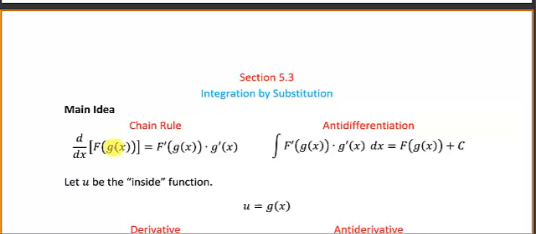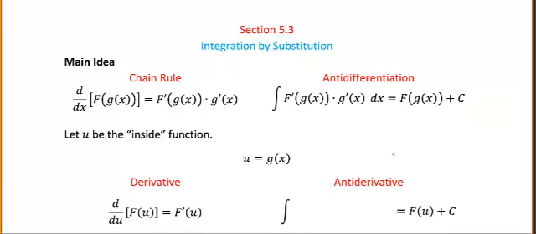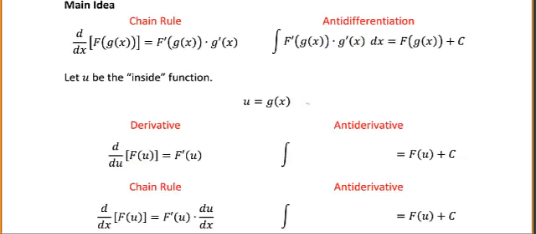So let's recall where we started. The derivative of capital F of g of x with respect to x is capital F prime of g of x times g prime of x. So the antiderivative of capital F prime of g of x times g prime of x is capital F of g of x plus C. And let's let u be the inside function, in this case g of x. Then we could look at this in a couple ways. If I took the derivative with respect to u of capital F of u, I would get capital F prime of u.